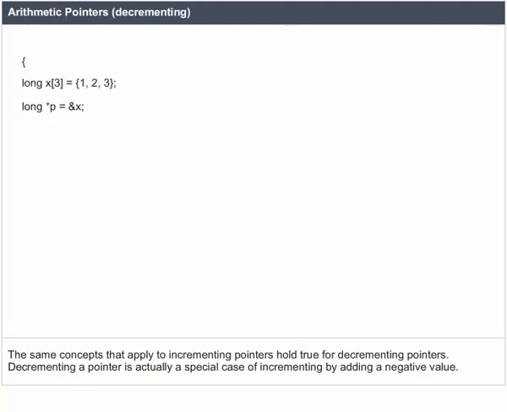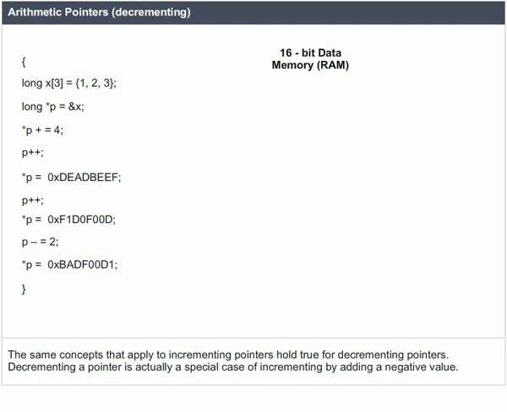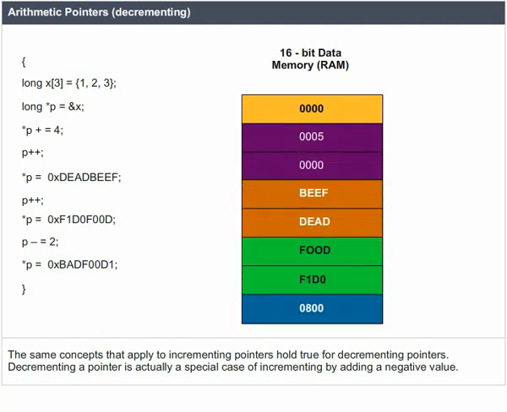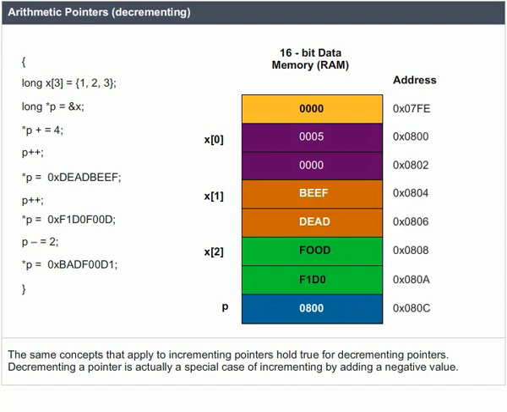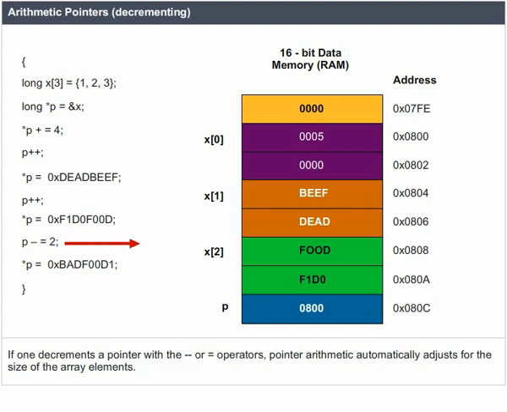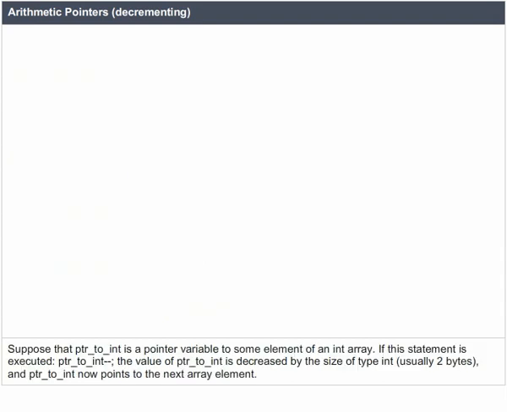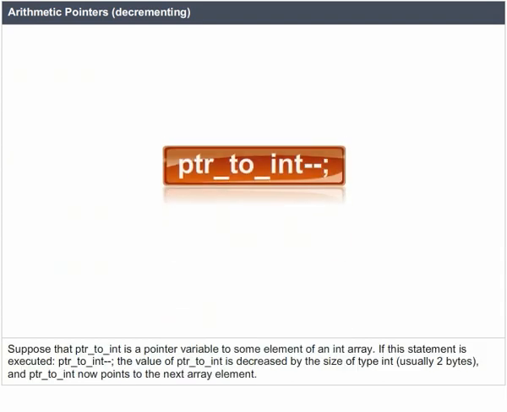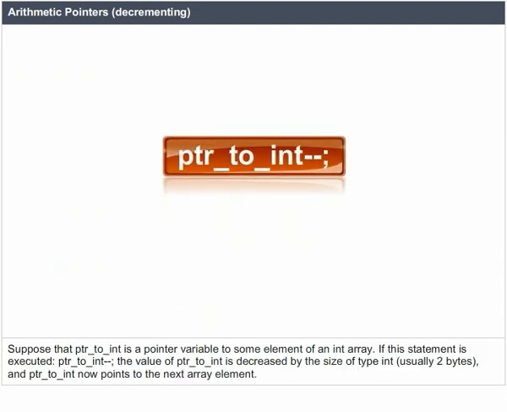Arithmetic pointers decrementing. The same concepts that apply to incrementing pointers hold true for decrementing pointers. Decrementing a pointer is actually a special case of incrementing by adding a negative value. If one decrements a pointer with the minus-equal operator, pointer arithmetic automatically adjusts for the size of the array elements. Suppose that ptr_2_int is a pointer variable to some element of an int array.